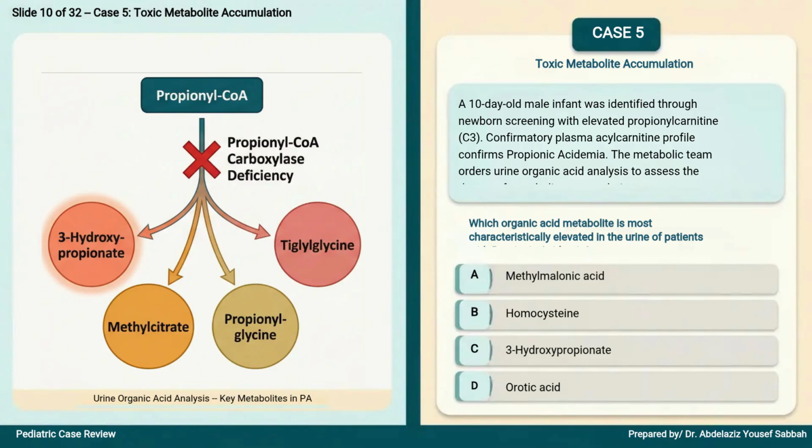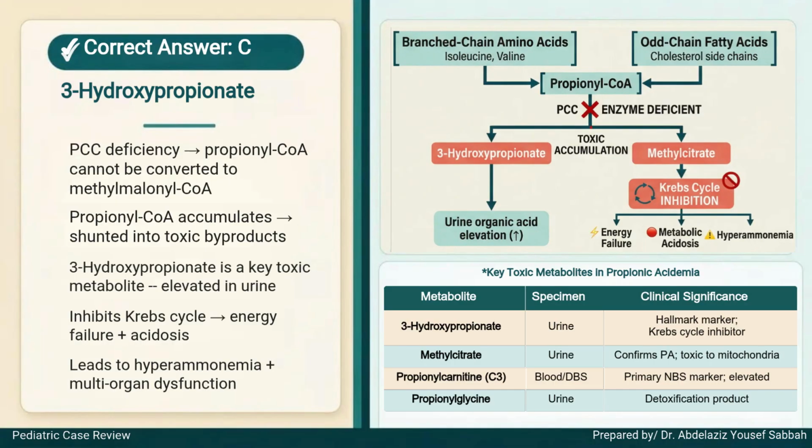Option A, methylmalonic acid. Option B, homocysteine. Option C, 3-hydroxypropionate. Option D, orotic acid. The correct answer is option C, 3-hydroxypropionate. When propionyl coenzyme A carboxylase is deficient, propionyl coenzyme A cannot be converted to methylmalonyl coenzyme A. Instead, it accumulates and is shunted into toxic byproducts.